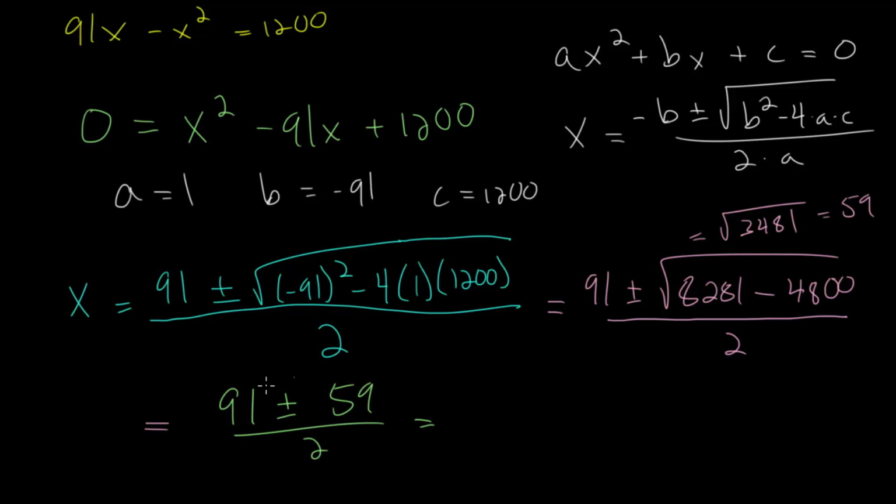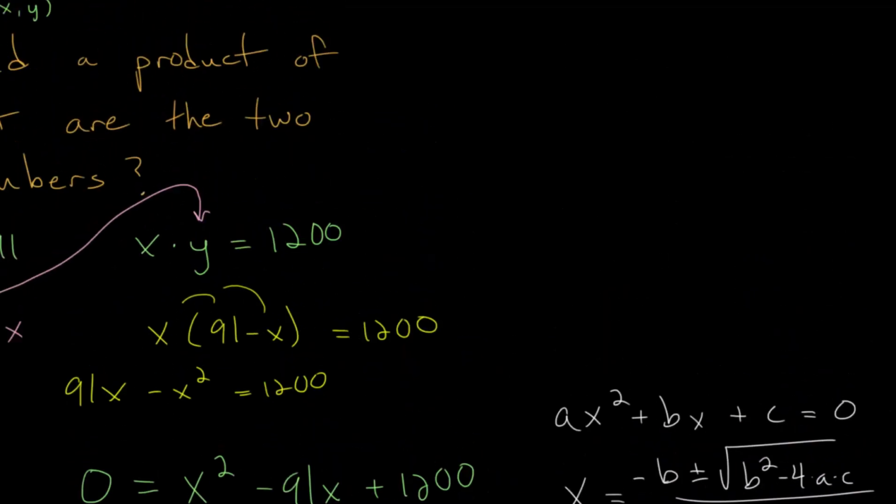And if we add first, let's move the 1 to the 59, we get 90 plus 60, which is 150 divided by 2, so that'll be 75. And the other one would be 91 minus 59. 90 minus 60 is 30, and there's another 2 there, so that's 32. We divide that by 2. So the two solutions we're looking for are 75 and 16.